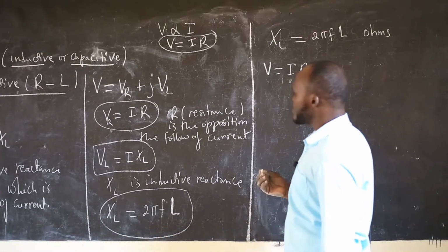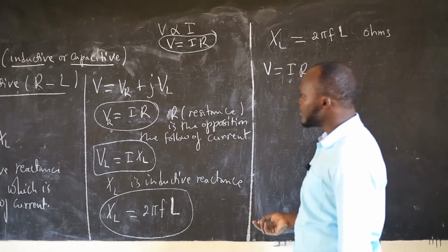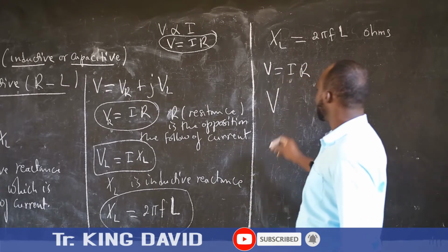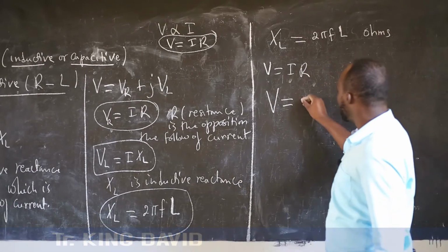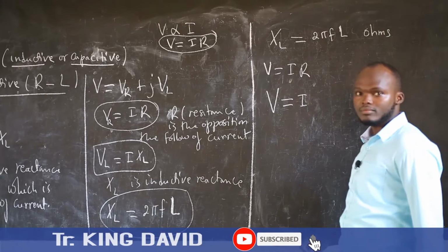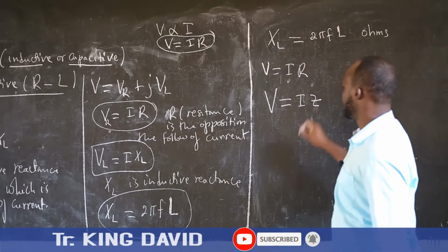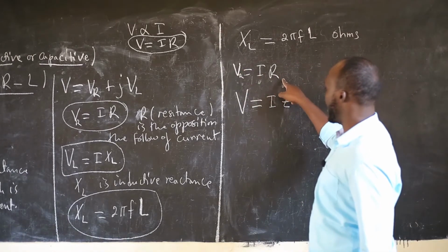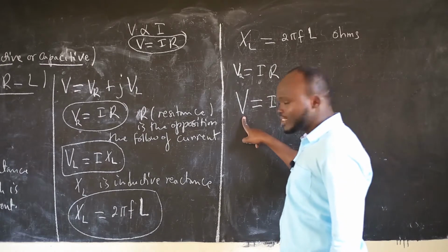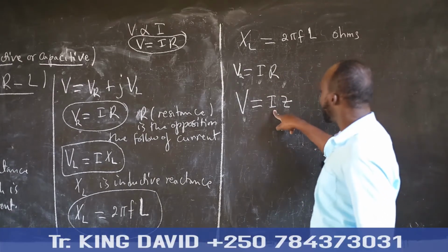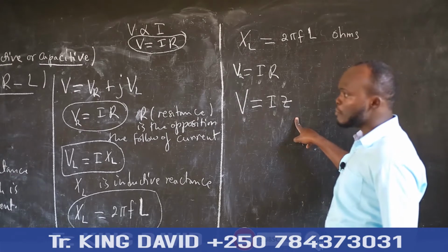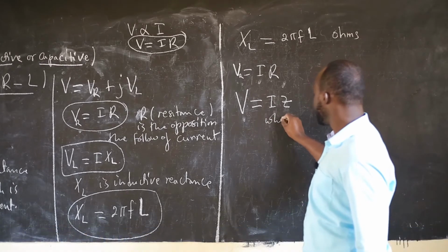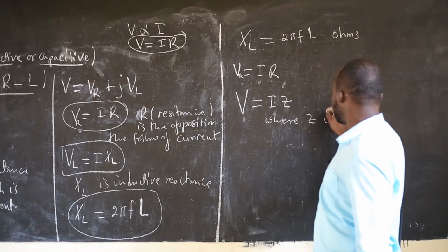So now, how do we get the impedance? How can we get impedance? Meaning that our voltage will be equal to current times Z. From VR equal to current times resistance, the voltage of the circuit will be equal to the current times the impedance, where this is Z, and Z is impedance.